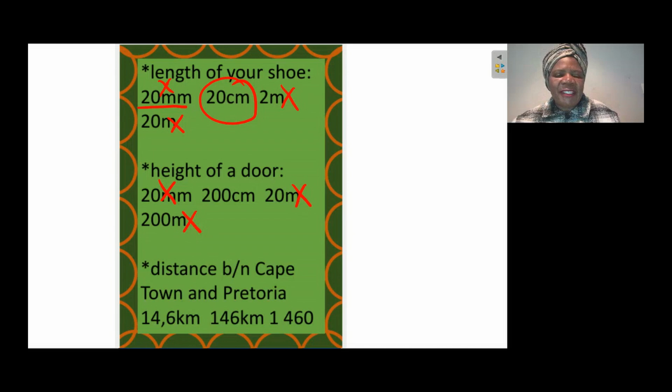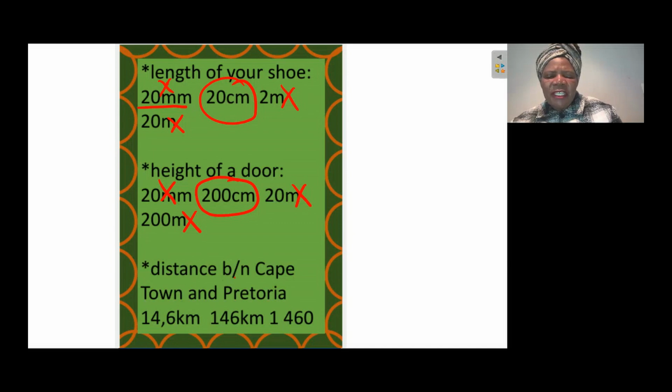meters again is out. Maybe around 200 centimeters. It can be, because we are estimating here, it can be slightly less than 200 centimeters. So around 200 centimeters, that could be an estimation which is reasonable.